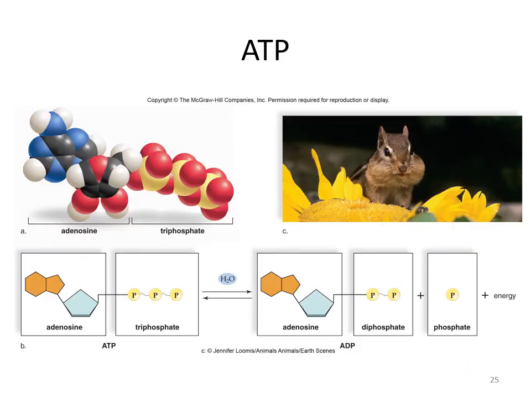So here you have some figures to help you visualize what we were just discussing about ATP. Again, remind yourself that ATP is a nucleic acid. It has its sugar group here. It has adenine, which is a nitrogen base, and then it has these 3 phosphate groups. Notice that water can then break one of those phosphate bonds, and that releases energy that can be used by the cell.